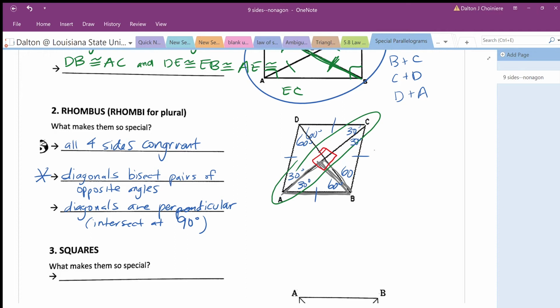Yeah, Ms. Schwanier, totally makes sense. Thank you, Patrick. All right, so there's a rhombus for you.